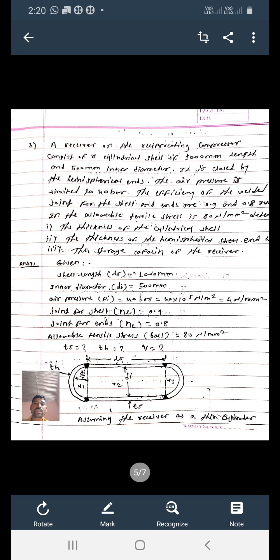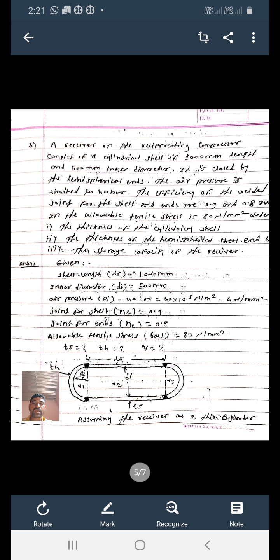See, I have drawn one diagram here. There are two hemispherical ends connected to the shell. LS is the length of the shell, TS is the thickness of the shell, then di by 2 is the radius of the hemispherical end, and TH is the thickness of the hemispherical end.